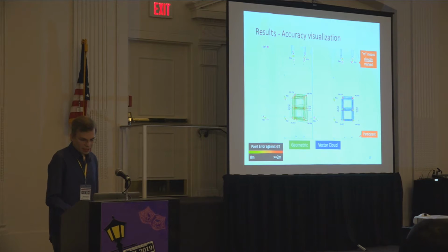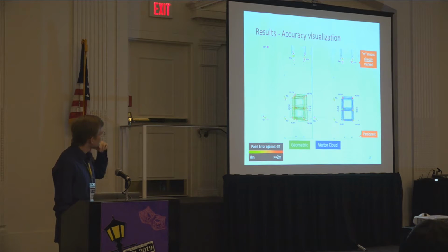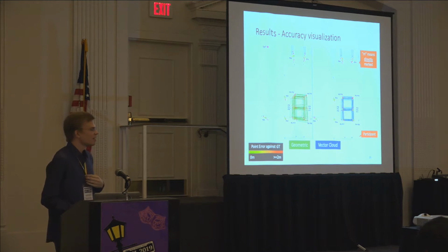Okay, so regarding results. This is an aggregate visualization showing all the models created by the users, split between geometric on the left and vector cloud on the right. We can visually see that vector cloud is more tied together.